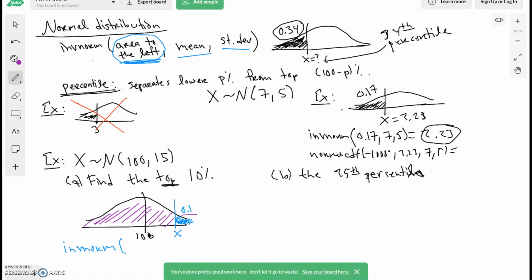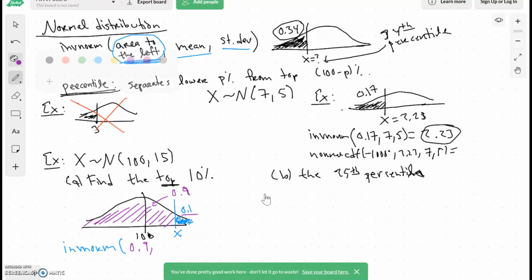If this is 0.1, what should this be? Well, this one should be 0.9. And how did we get that? We just subtracted from 1. So we subtract 1 minus 0.1 and we get 0.9. So this area is equal to 0.9.